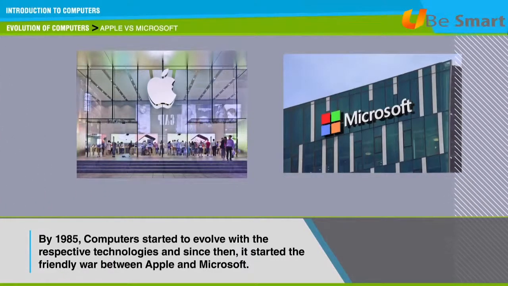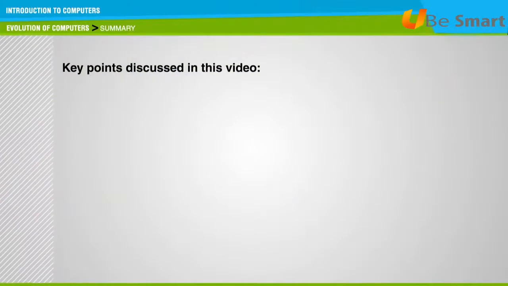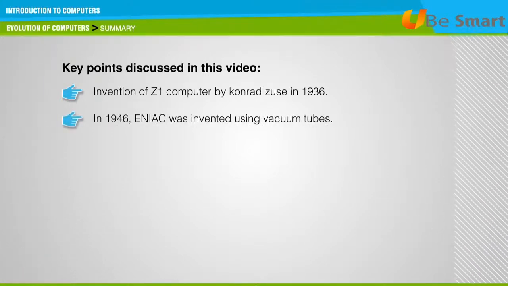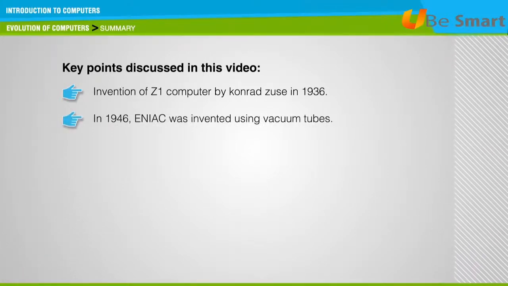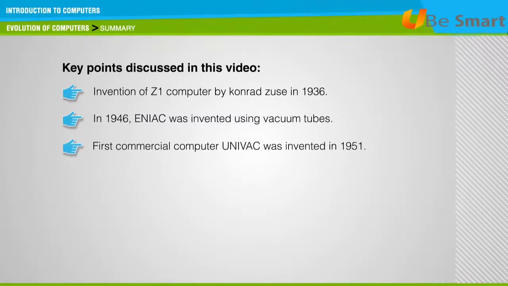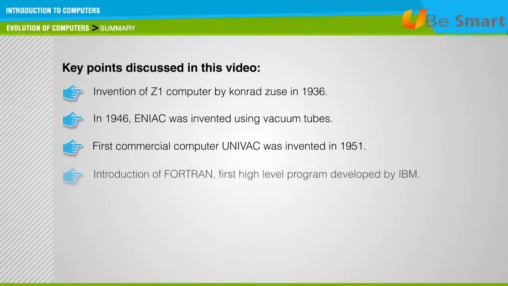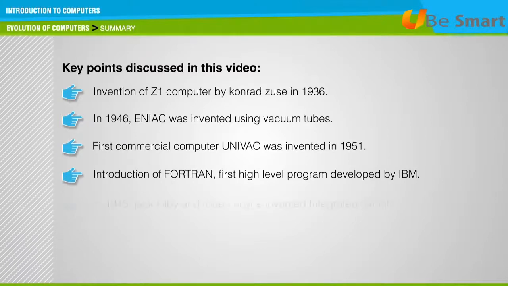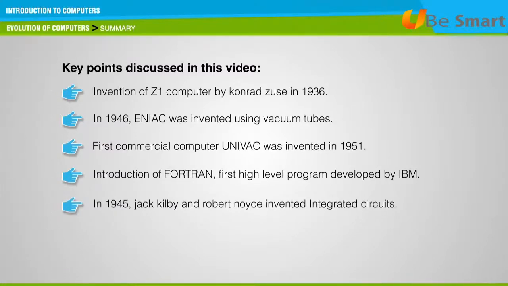Key points discussed in this video. Invention of the Z1 computer by Konrad Zuse in 1936. In 1946, ENIAC was invented using vacuum tubes. The first commercial computer, UNIVAC, was invented in 1951. Introduction of Fortran, the first high-level programming language developed by IBM. In 1958, Jack Kilby and Robert Noyce invented integrated circuits. Invention of the microprocessor by Intel in 1971.